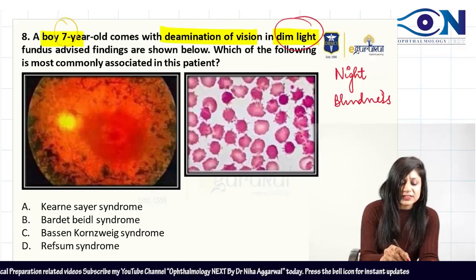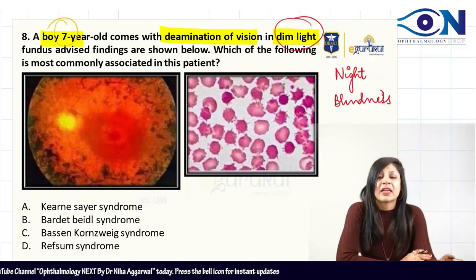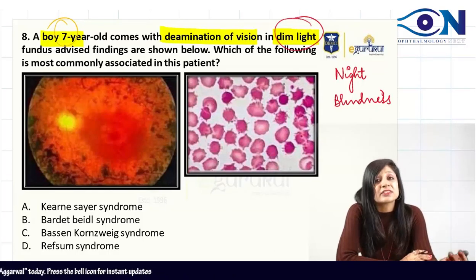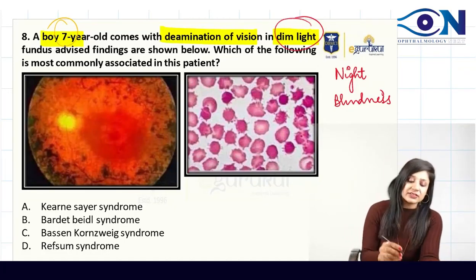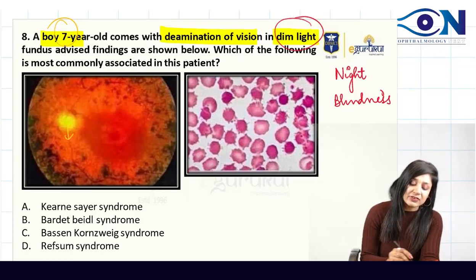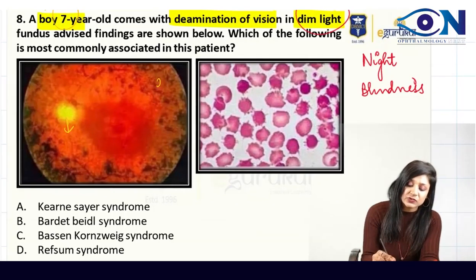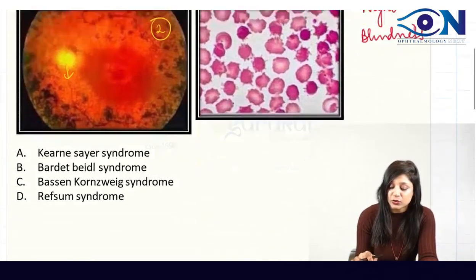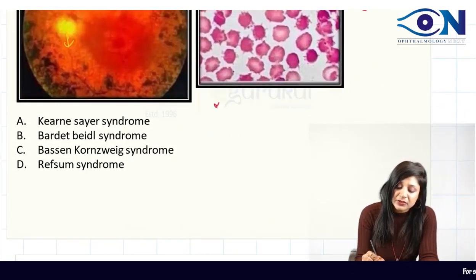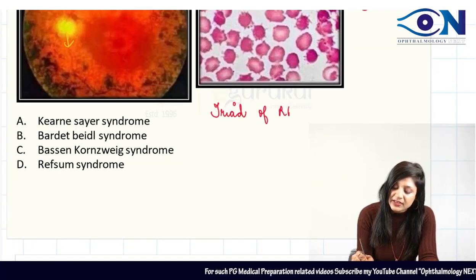Now, whenever we see a young boy having night blindness, the first thing that comes to our mind is retinitis pigmentosa. Let us see if we can find it. So look at the fundus here. You can see we are having the pale yellow waxy optic disc. We are having the pigmentary spicules, and you can see the arteriolar attenuation. So the typical triad of retinitis pigmentosa is given here.